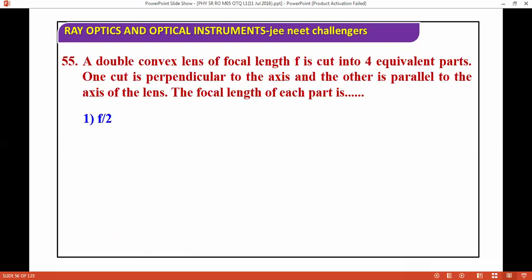A double convex lens of focal length F is cut into four equal parts. One cut is perpendicular to the axis and the other is parallel to the axis of the lens. The focal length of each part is? The answer is 2F. I don't want to explain it. You should know. Okay, moving on to the next question.